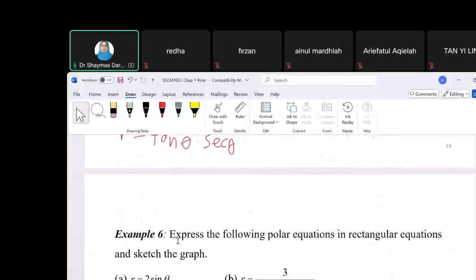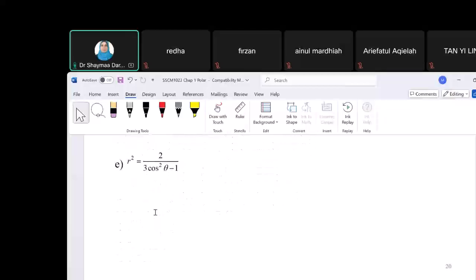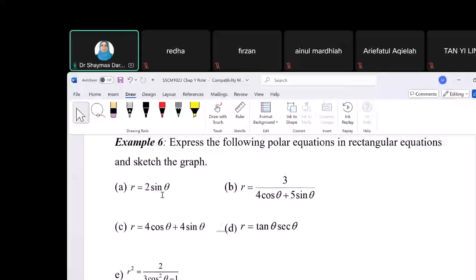Okay, now we have these three Cartesian equations, we converted to polar. Now we need to convert from polar to Cartesian. We will start from the first one, r equals 2 sine theta.